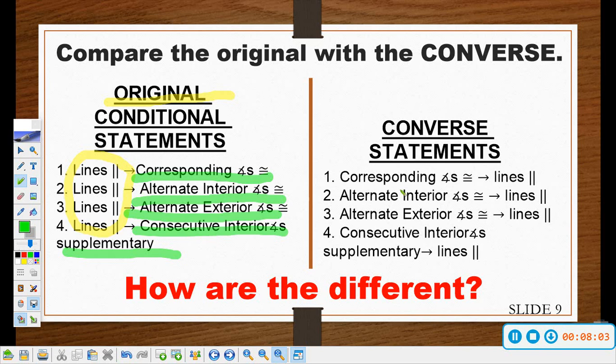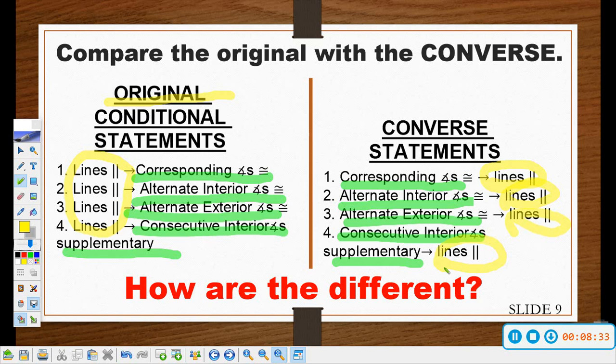Now with the converse, we have the opposite thing going on. Here, we're given that certain angles have special relationships, whether they're equal or supplementary, and then because we know that, we can conclude that the lines are parallel. So write down what is the hypothesis and what is your conclusion. So it says on your paper, what's the difference?